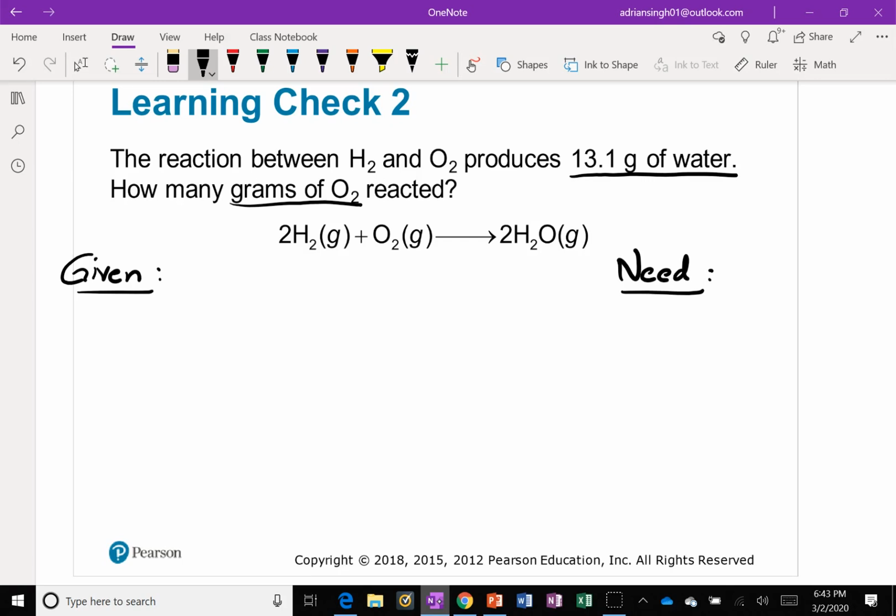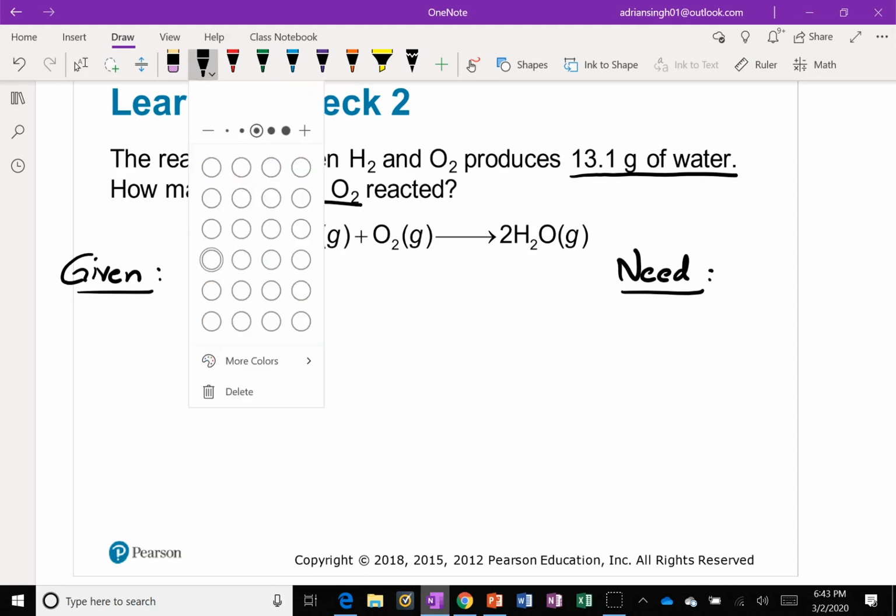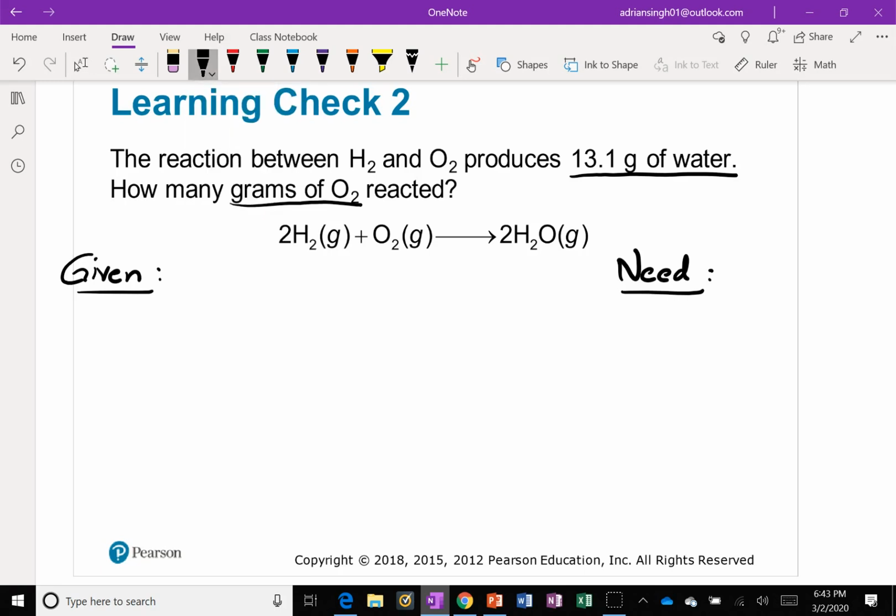So what are we given? Right, just getting organized is oftentimes the rate limiting step in these types of calculations. So just getting organized here, we want to make sure that we have everything laid out for us. So what are we given? We're given 13.1 grams of H2O. And what do we need to find? The grams of O2. So grams of O2.